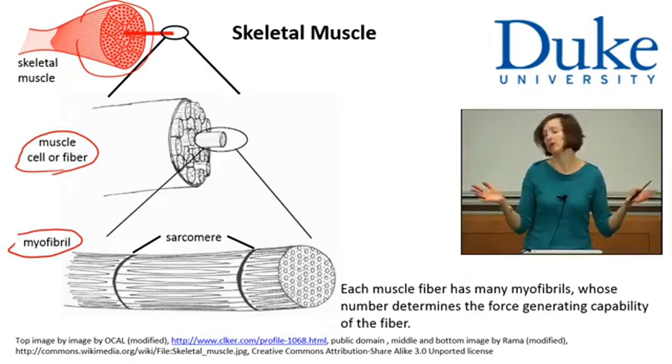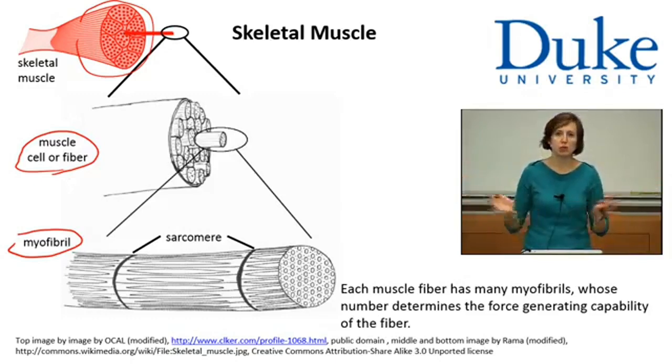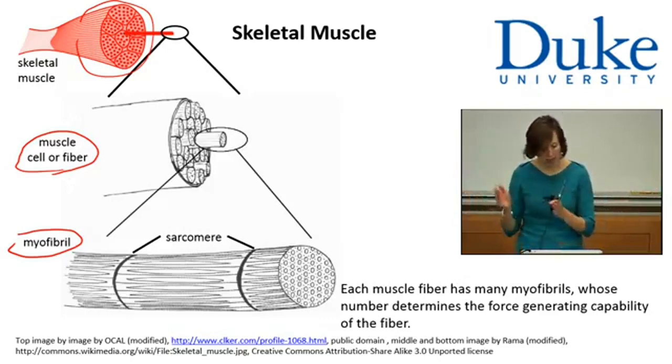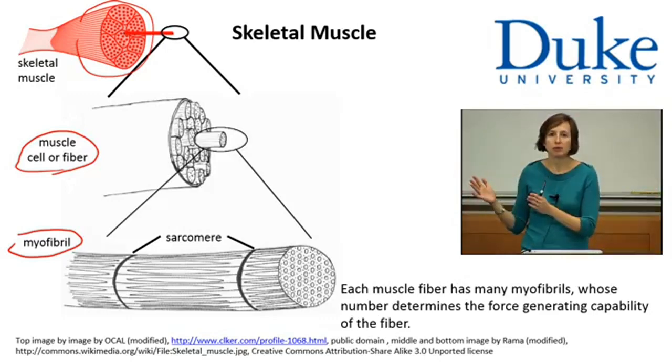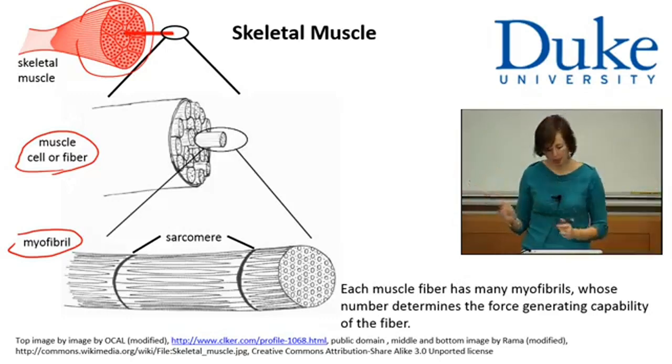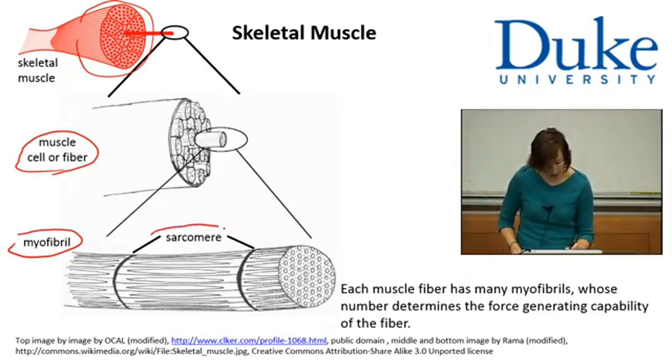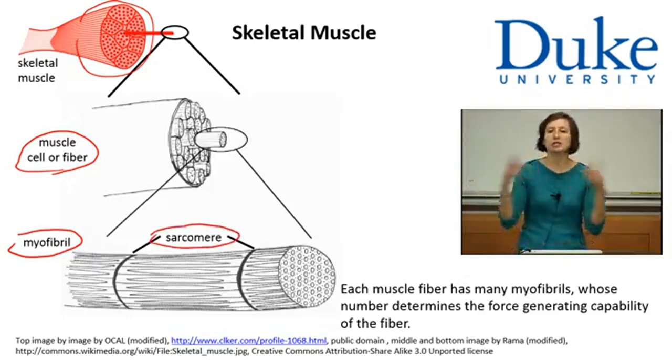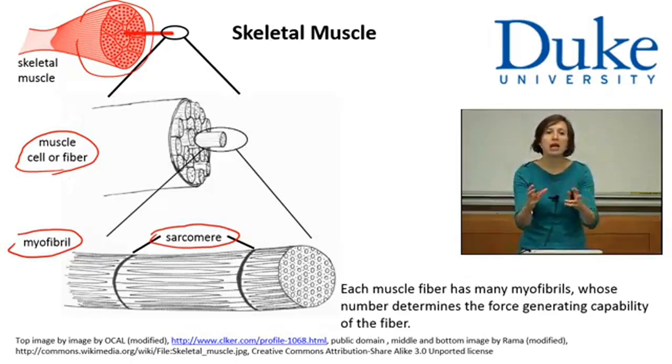So the myofibril is the functioning unit within the cell that is contracting. Along its length, myofibrils can be divided into sarcomeres, which is what's shown in here. So a muscle cell is made up of many myofibrils that are in parallel, and then a myofibril is composed of many sarcomeres that are in series.